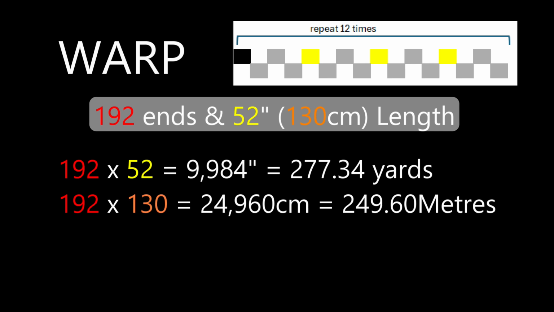Now let's translate that to how much yarn we need. 192 ends times 52 inches is 9,984 inches, which works out to be 277.34 yards in imperial. In metric, that's 192 times 130 is 24,960 centimetres, which is 249.6 metres. Now, that would be it if you were using yarn single in your warp.